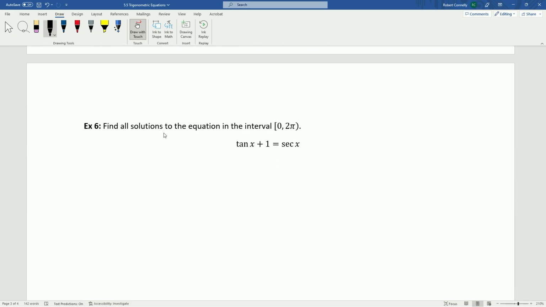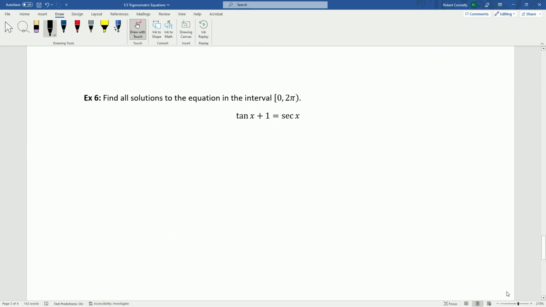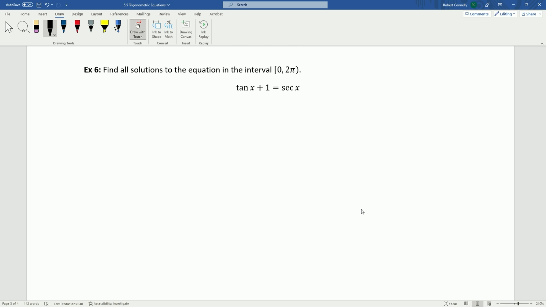Okay, one last problem in this section. So this one, I would say, is a little bit more on the tricky side compared to other problems. Find all solutions to the equation in the interval from 0 to 2 pi. So before we tackle this one, I just want to have a little bit of an aside to get thinking about something before it comes up. And this is the idea of extraneous solutions.